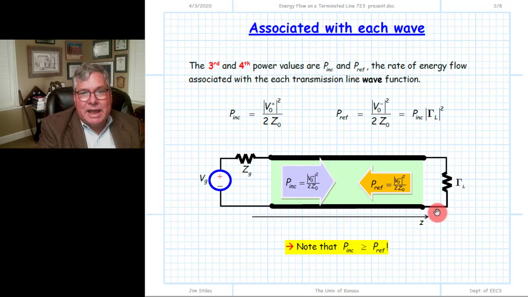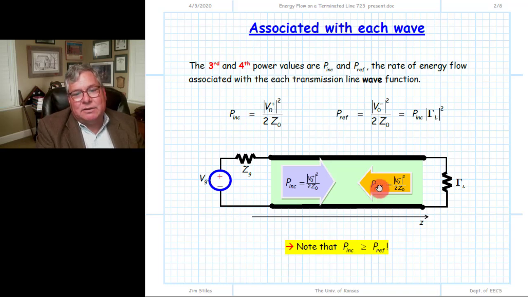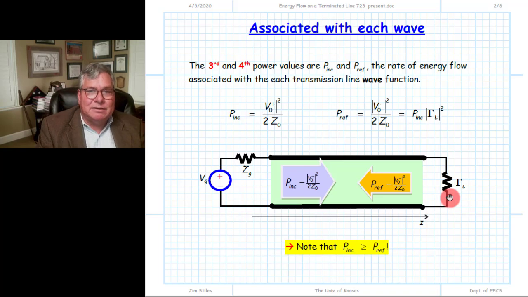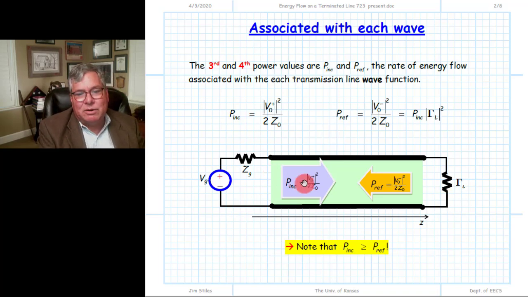Then we have a minus wave that propagates away from the load back toward the source. There is a rate of power flow, rate of energy flow, I should say, associated with that wave as well. This minus wave power is what we call the reflected wave power, the wave that's quote-unquote reflected from the load. So the incident plus wave propagates down toward this load and then is reflected from the load, and then we have a minus wave or reflected wave propagating back in the other direction, and each of those two waves has an energy rate associated with it, a power associated with it.